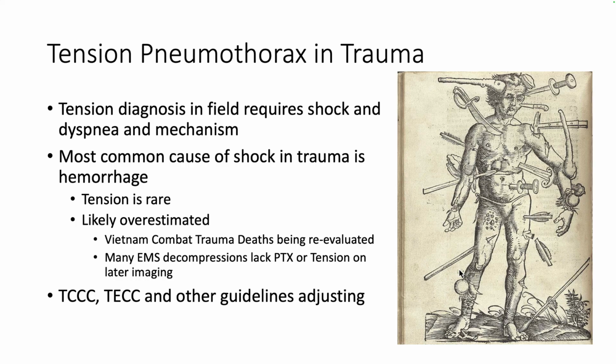Because we can't see in the chest, the most common cause of shock and trauma is hemorrhage. It's bleeding. That's the most common thing for all comers for our patients. So yes, some of those patients may have tension and bleeding. They may have a simple pneumothorax and bleeding, or the only problem they have is the tension pneumothorax itself. But it's relatively rare. It also tends to be overestimated.